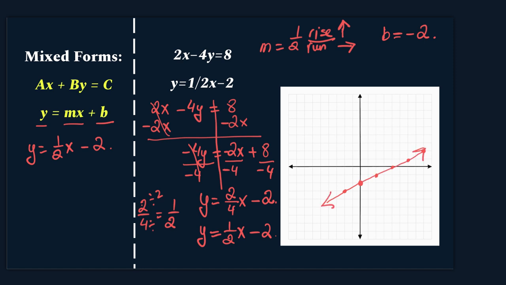Okay, so we're rewriting the second equation so you can clearly see it next to the other equation, 1 over 2x minus 2. So our slope is 1 over 2, which will be rise 1. Since it's positive, we're going to go up and run 2 towards the right. And our y-intercept is negative 2. Well, what do you notice? It seems like both equations have the same slope and y-intercept.